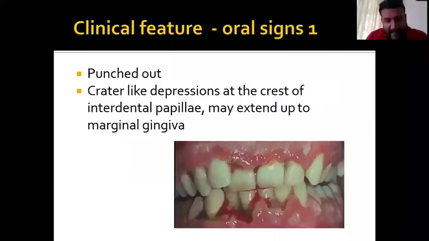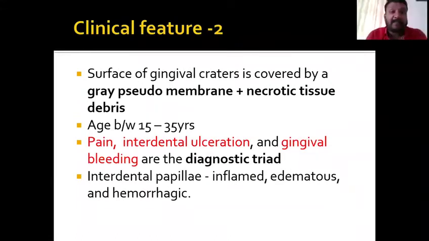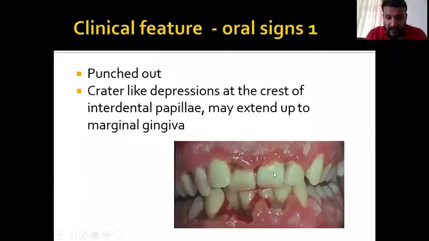Oral signs and symptoms, first, as you all know, punched out ulcers or punched out margins will be there. You can see here, there's a punched out margin, crater-like depression. This is a crater-like depression, the punched out margin, crater-like depression at the crest of the interdental papilla. They extend up to the marginal gingiva. Then, the surface of the craters is covered by a gray pseudomembrane or necrotic tissue or debris. You can see here, the gray pseudomembrane is covered here. Or it can be a necrotic tissue also.